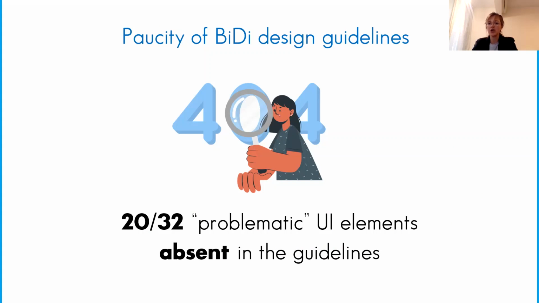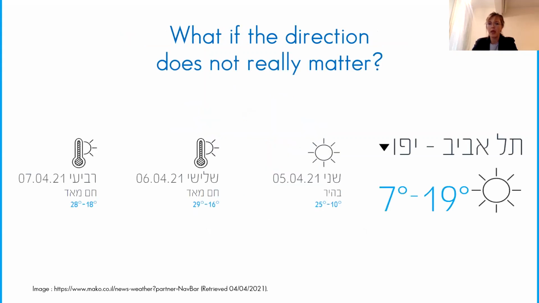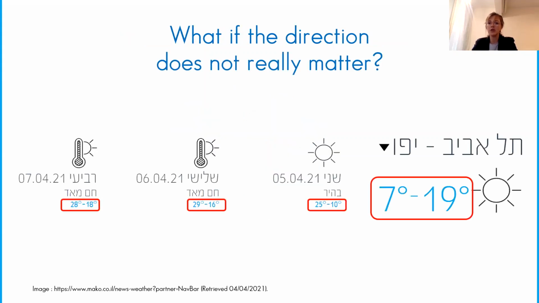No specific recommendations were observed for 20 out of 32 inconsistent UI items. The existence of 2 appropriate directions for the same information representation in Hebrew suggests another possible explanation for the multitude of UI elements with inconsistency. What if the direction of the element doesn't really matter? These findings indicate a need to gather more evidence regarding this topic.